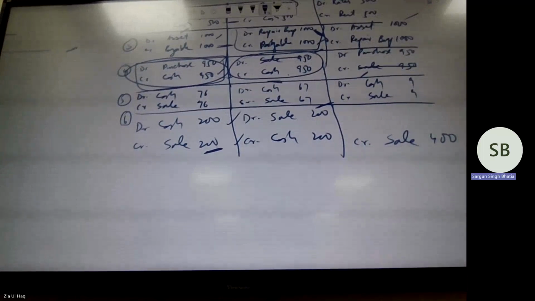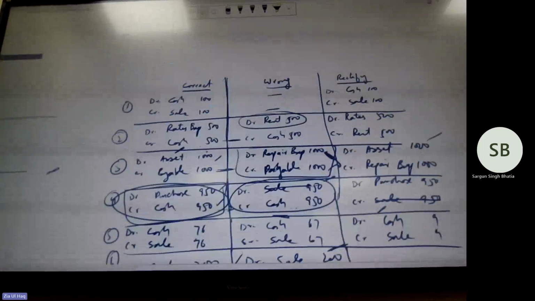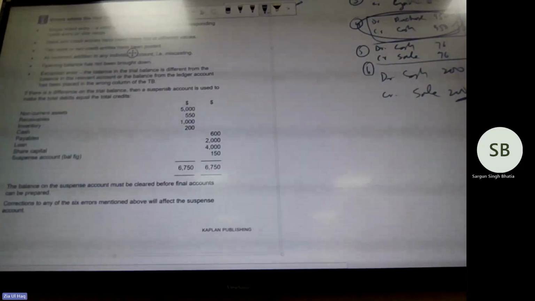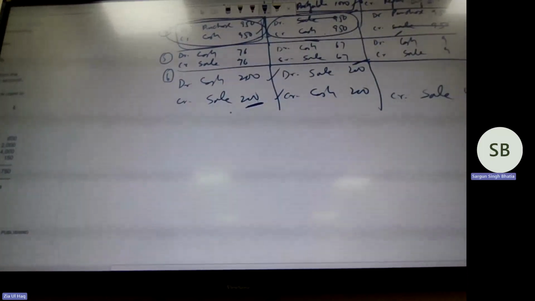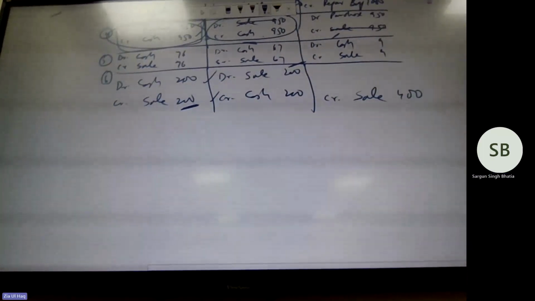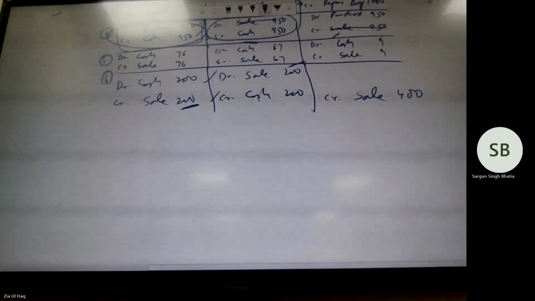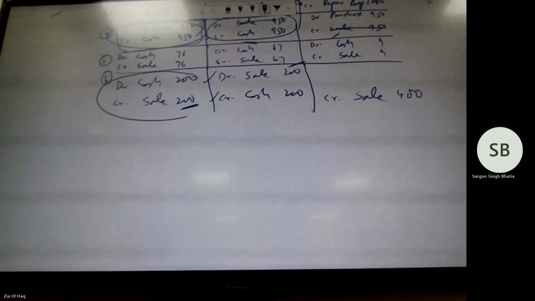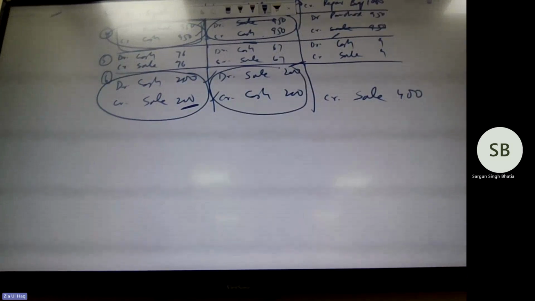Sir, can you explain this one again? This is the right entry. What could be the right entry if we have made a cash sale of 200? So the right entry should be cash debit with 200, sale credit 200. Yes, sir. They have recorded sale debit, cash credit. Instead of this, they have recorded this.